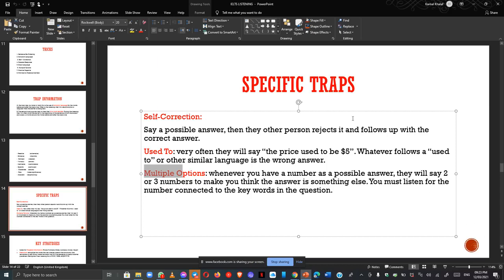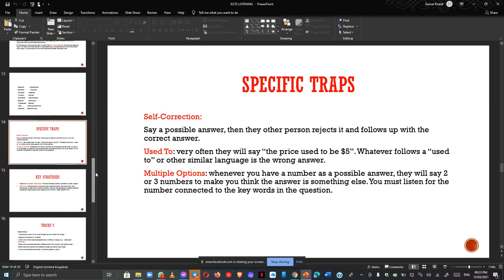Whenever you have a number as a possible answer, they will say two or three numbers to make you think the answer is something else. You must listen for the number connected to the keyword in the question. Connected by the keyword, connected to the keyword. Keyword again, the most important word in the exam paper, which will help you get the answer.